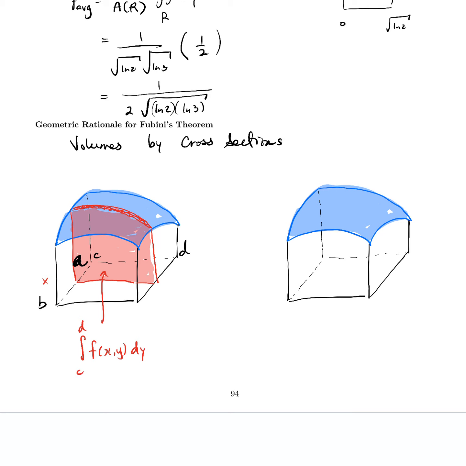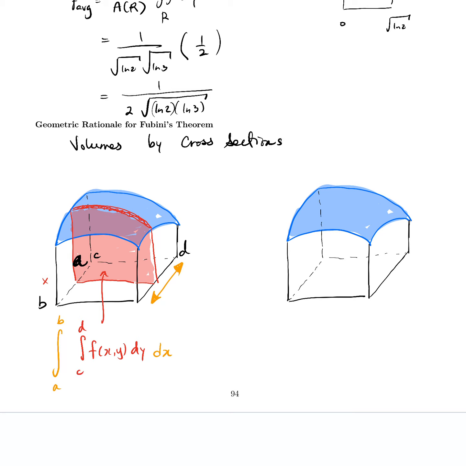Well, that's only a single area. We want the entire volume, so we want to add these up in the x direction. We want to go entirely in the x direction and sum up all of those infinitesimally small areas, which means that we want to integrate in the x direction from a to b, dx. And so there is the expression of the iterated integral that represents the volume if taking cross sections in this direction first and then summing them up in the other direction.